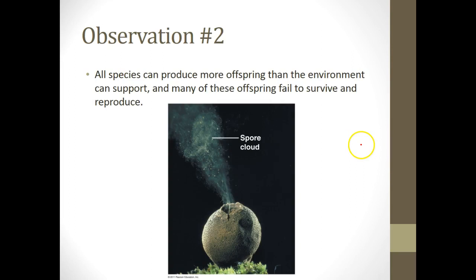All species can produce more offspring than the environment can support, and many of these offspring fail to survive and reproduce, but the more variety and the more potential offspring you produce, the better your chances of survival for a particular environment. And so that's a really good thing in terms of sexual reproduction and survivability of a species.